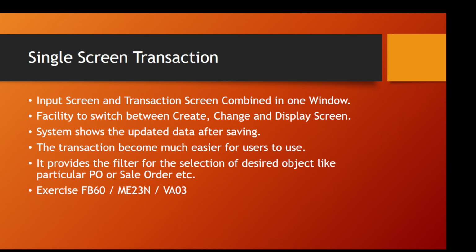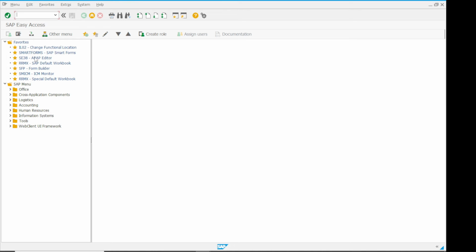We will do an exercise for this directly in the system by using the transactions FB60, ME23N and VA03. As you know, ME23N is the purchase order screen and VA03 is related to sales, that is, the sales order. So we will do some exercises and try to understand what a single screen transaction actually is. So here it is. Let's explore the transaction FB60.